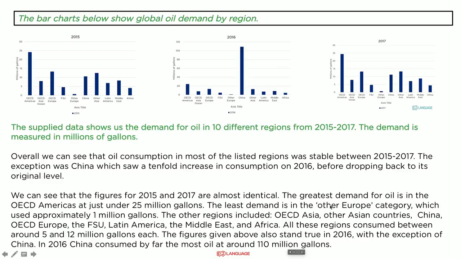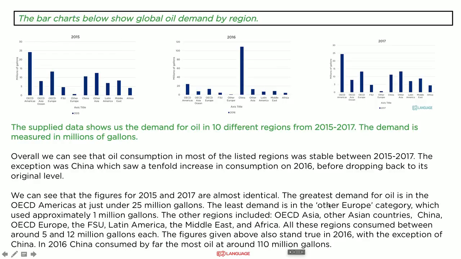So, the original description said, the bar charts below show global oil demand by region. I wrote the supply data shows us the demand for oil in 10 different regions from 2015 to 2017. The demand is measured in millions of gallons.